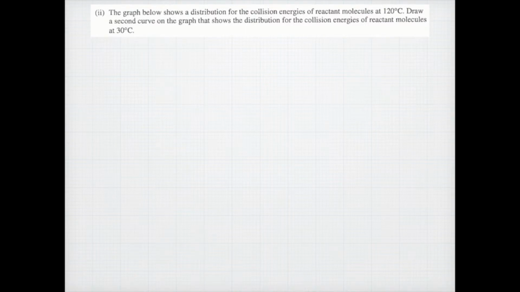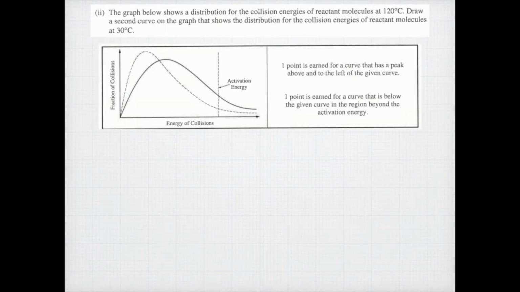So in II, it says the graph below shows the distribution for the collision energies of reactant molecules at 120 degrees Celsius. And what it wants you to do is draw a second curve to show the distribution at 30 degrees Celsius. So remember what we've talked about before, but when you have your energy curve, which I'll show right there, okay, the dotted line is what you're expected to be able to draw.